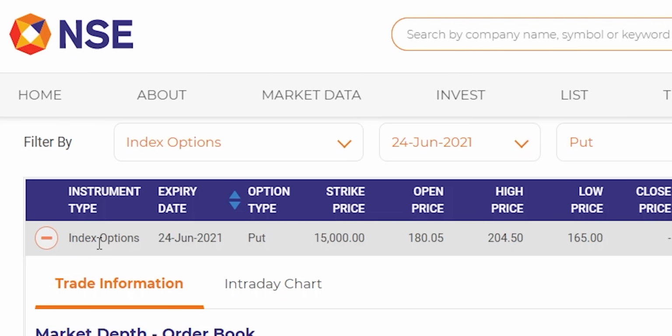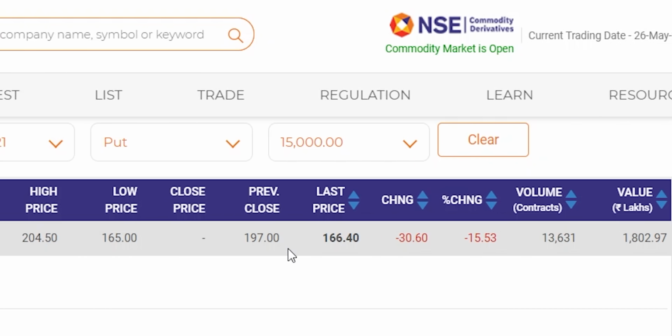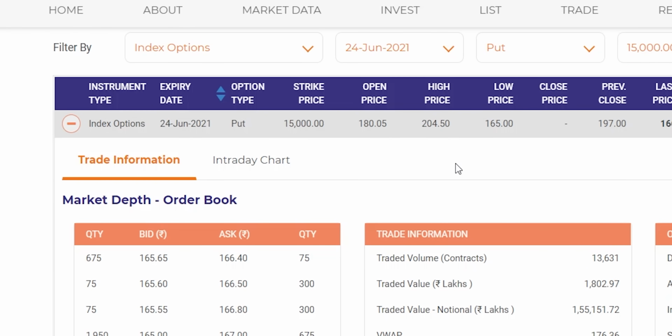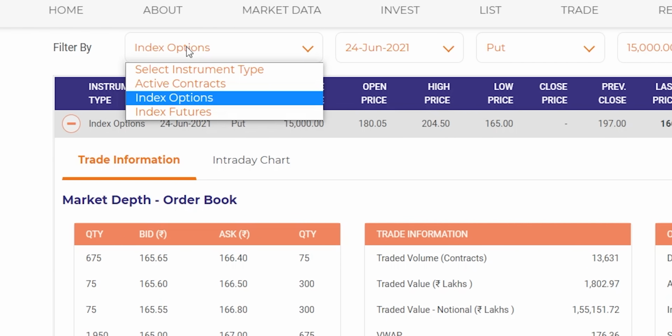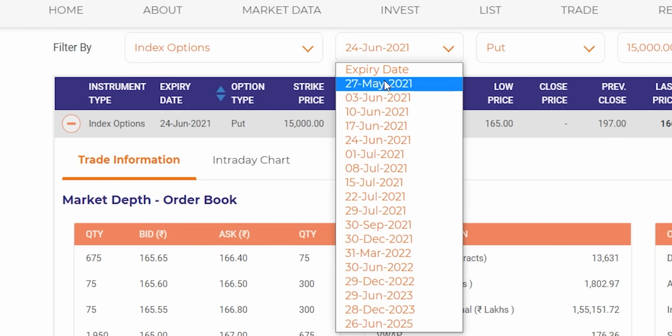If you look at this, it is an index option, expiry is 24th of June, option type is put option, strike price is 15,000, and this is open price, high price, low price, close and other things. Now, how many expiries are there? Suppose you choose index, you can see there are so many expiry dates. Today, this video is being shot on 26th of May. You can see 27th May, 3rd June, 10th June, 17th June, 24th June, 1st July and so on.